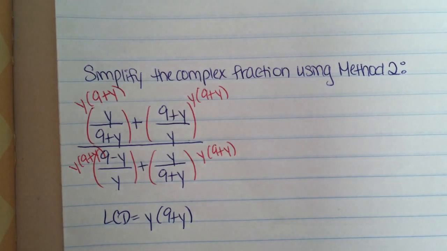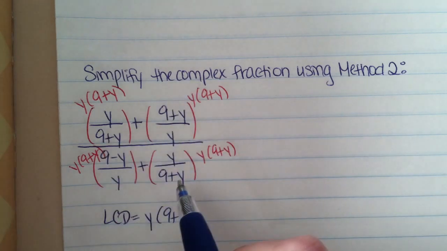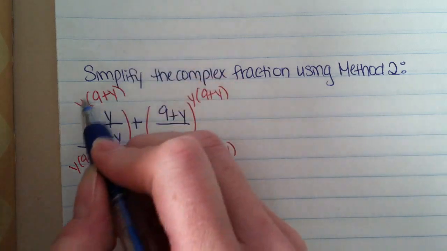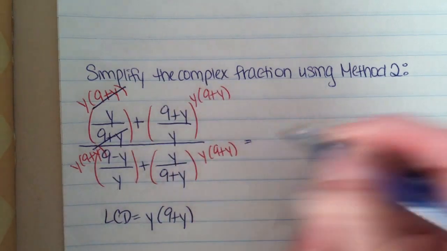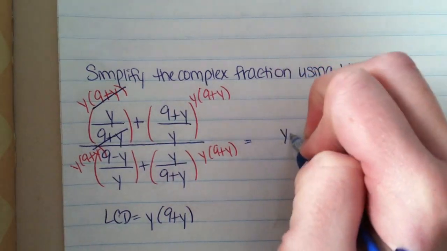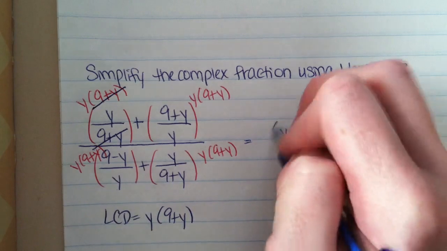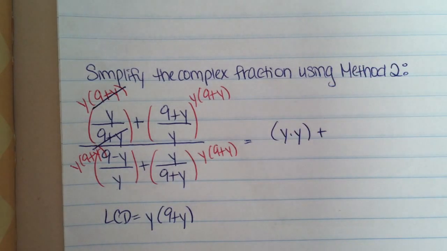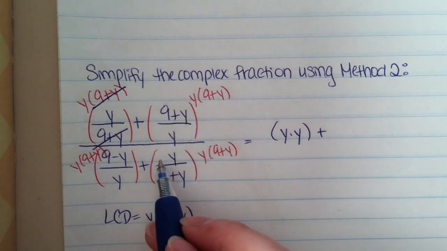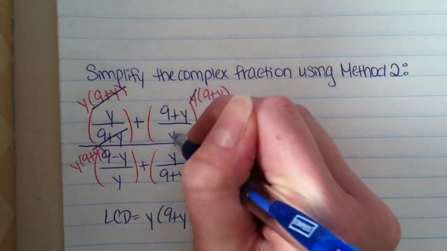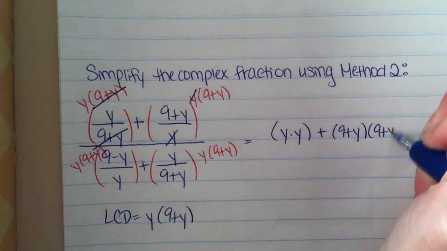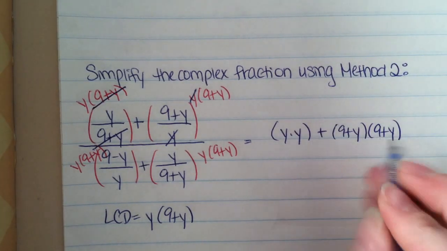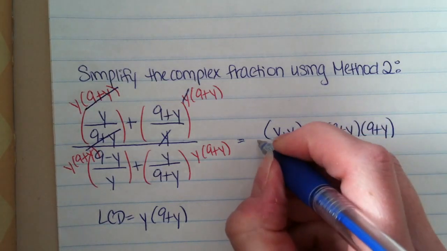And to simplify our complex fraction now, I need to cancel out like items. So you go by each term individually and cancel out the like items. So for our first term, the 9 plus y's cancel each other out. So I am just left with, in my top, y times y. So that's the first term's simplification. Now let's go to our next term. The y's cancel each other out. So I am left with 9 plus y times 9 plus y. Can't do anything with this yet, just leave it the way it is right now. So that's my new numerator.